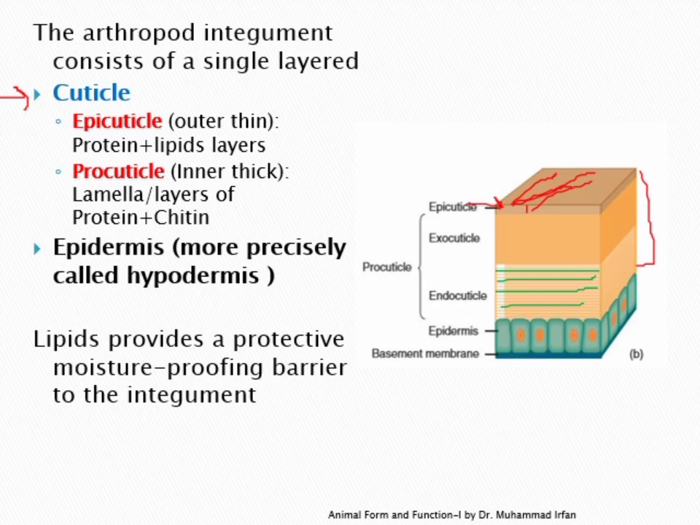We know chitin is a polysaccharide. It has monomers that are amides containing nitrogen in them. They are like other polysaccharides, but their monomers have nitrogen in them. So the procuticle is thick, it has protein as well as chitin, and it could be called the true cuticle. The epicuticle is only made up of protein fibers, and on the surface of these layers of protein fibers there are layers of lipid.